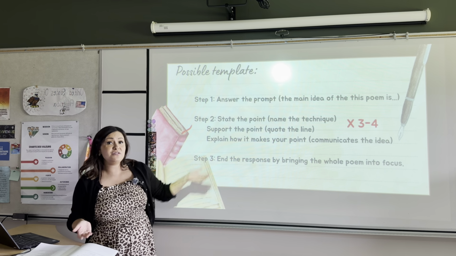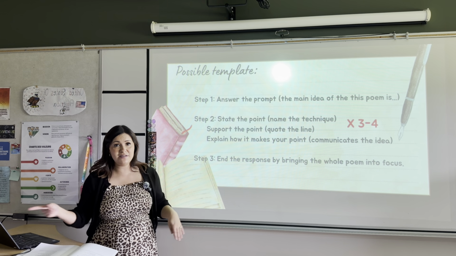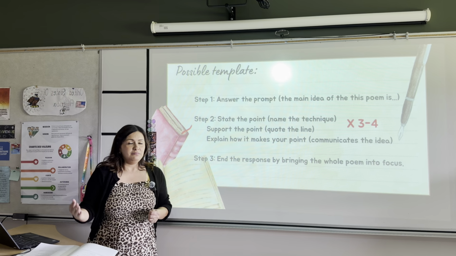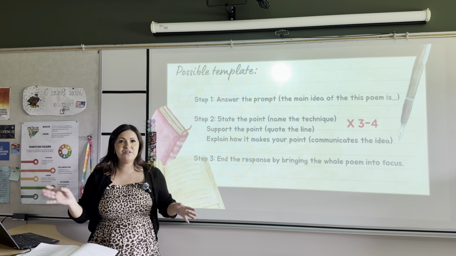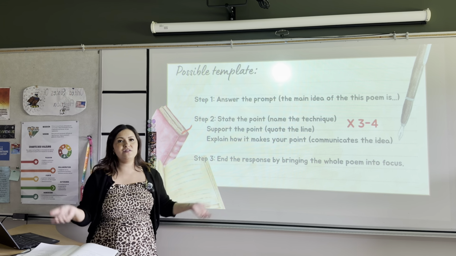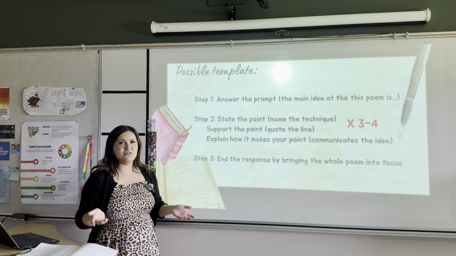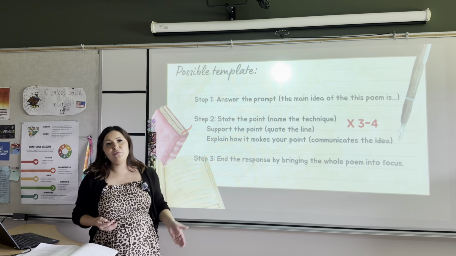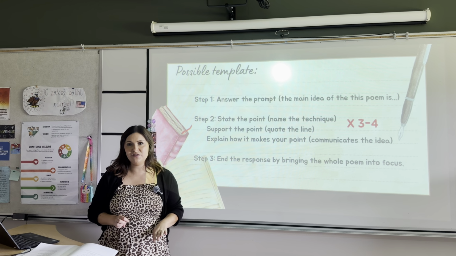The first step is answer the prompt. Get straight to it, as I said before. So the main idea of the poem is blah, blah, blah, whatever your statement is. Okay, courage is an admirable thing. Friendship is a strong force, whatever the poem's about. That should be right at the beginning. That's the first thing I want you guys to do.